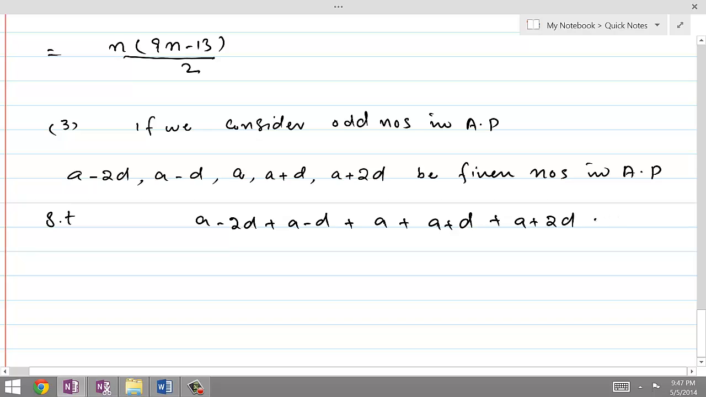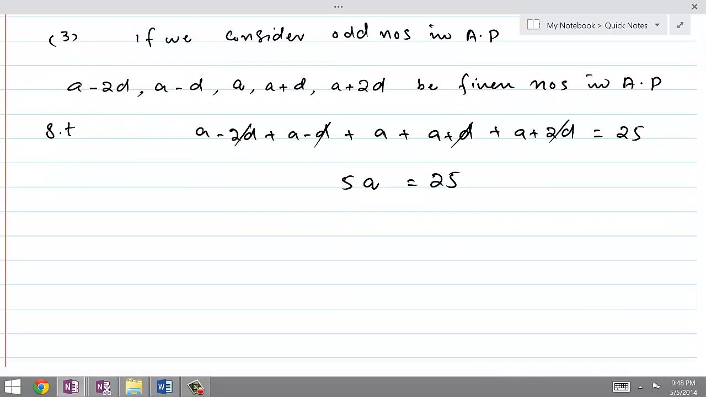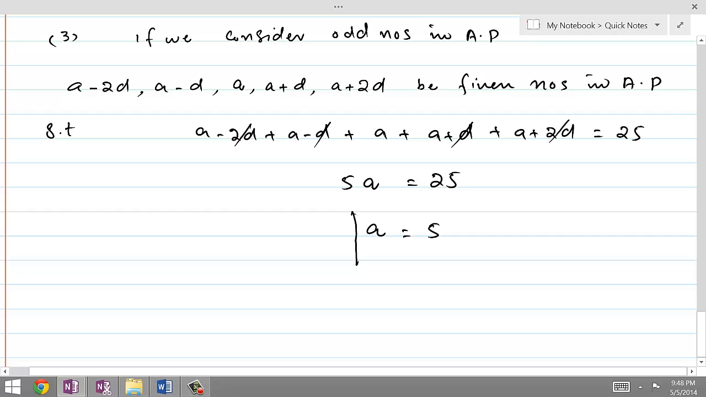Add all of them up and the sum is equal to 25. Of course, this plus d and 2d and minus 2d and plus d and minus d will cancel out. This will give us 5a is equal to 25, means if we divide by 5 on both sides, a will be equal to 5. So this is how we get the value for a.